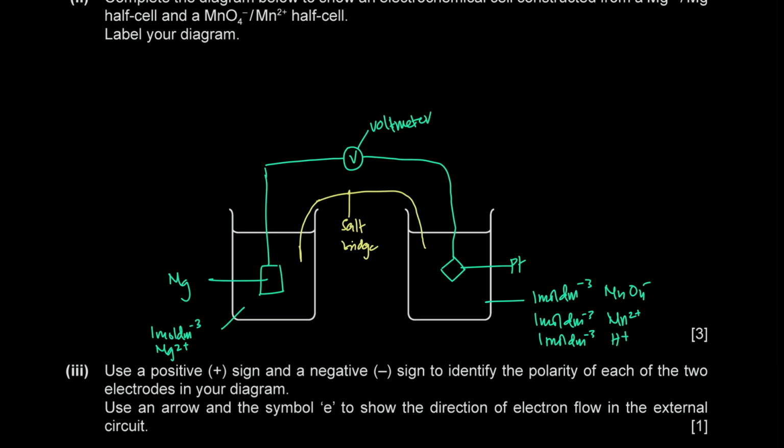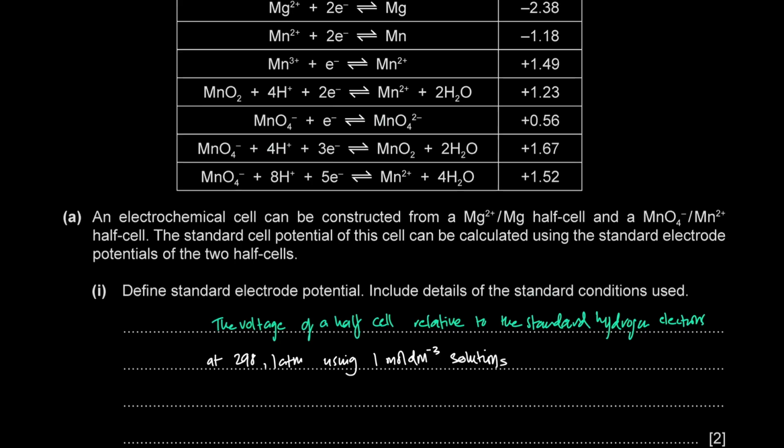Use a positive sign and a negative sign to identify the polarity of each of the 2 electrodes in your diagram. Use an arrow and the symbol E to show the direction of electron flow in the external circuit. Now let's go back to the table over here.